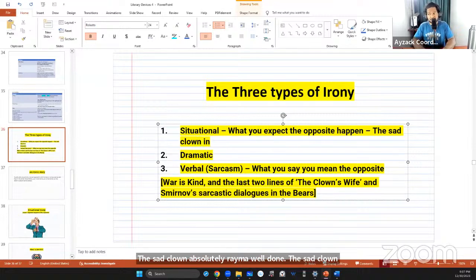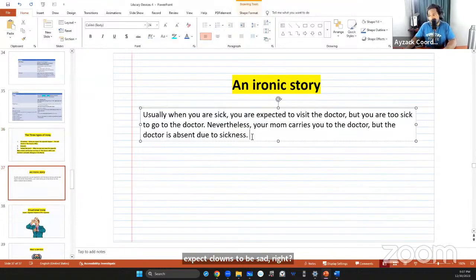You can screenshot this right now. The Clown's Wife is a good example for situational irony. You don't expect clowns to be sad, right? We have more examples like that, but look at the ironic story.